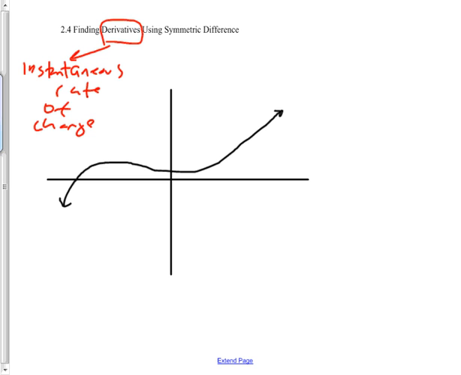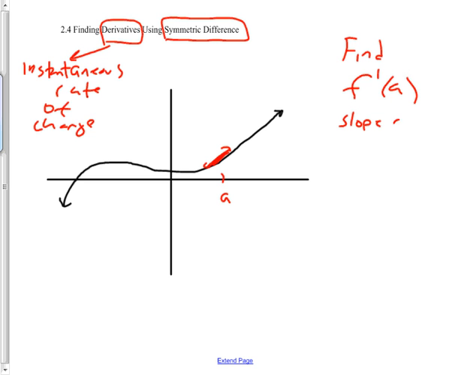The first one is an algebraic way, and it's using something called symmetric difference. So what we've done in the past, and this should look familiar, we've said, okay, let's suppose we have a point A, and I want to find the derivative. I want to find f prime of A. And f prime of A is the slope of the tangent line.